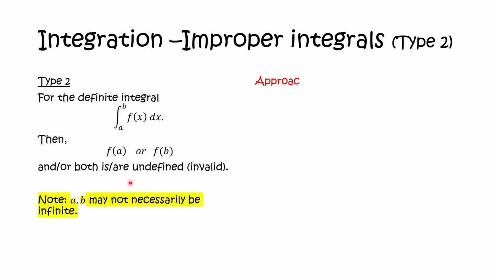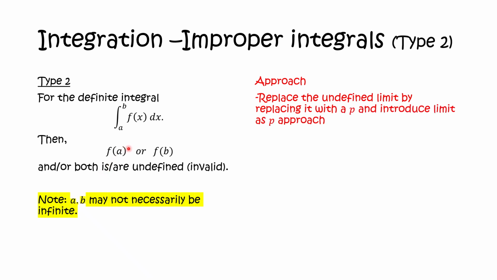For the definite integral, that is the integral from a to b of f of x dx, if f of a or f of b, or both, is or are undefined, then in such a case, we say this is a type 2. And take note, a and b may not necessarily be infinite. Great. So now let's look at the approach suitable for such type of improper integrals.